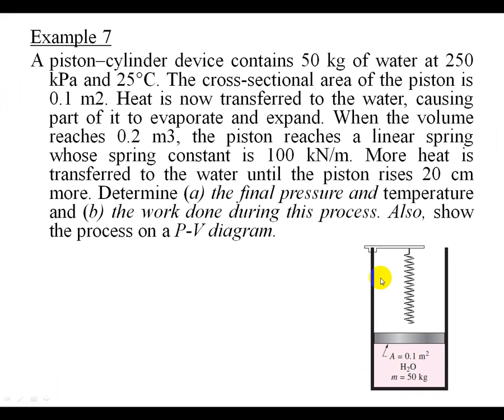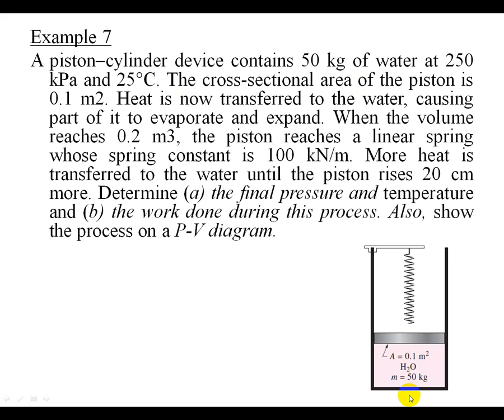Okay, chapter 3, last example, example 7. A piston cylinder device contains 50 kg of water at 250 kilopascal and 25 degrees Celsius. The cross-sectional area of the piston is 0.1 meter square.